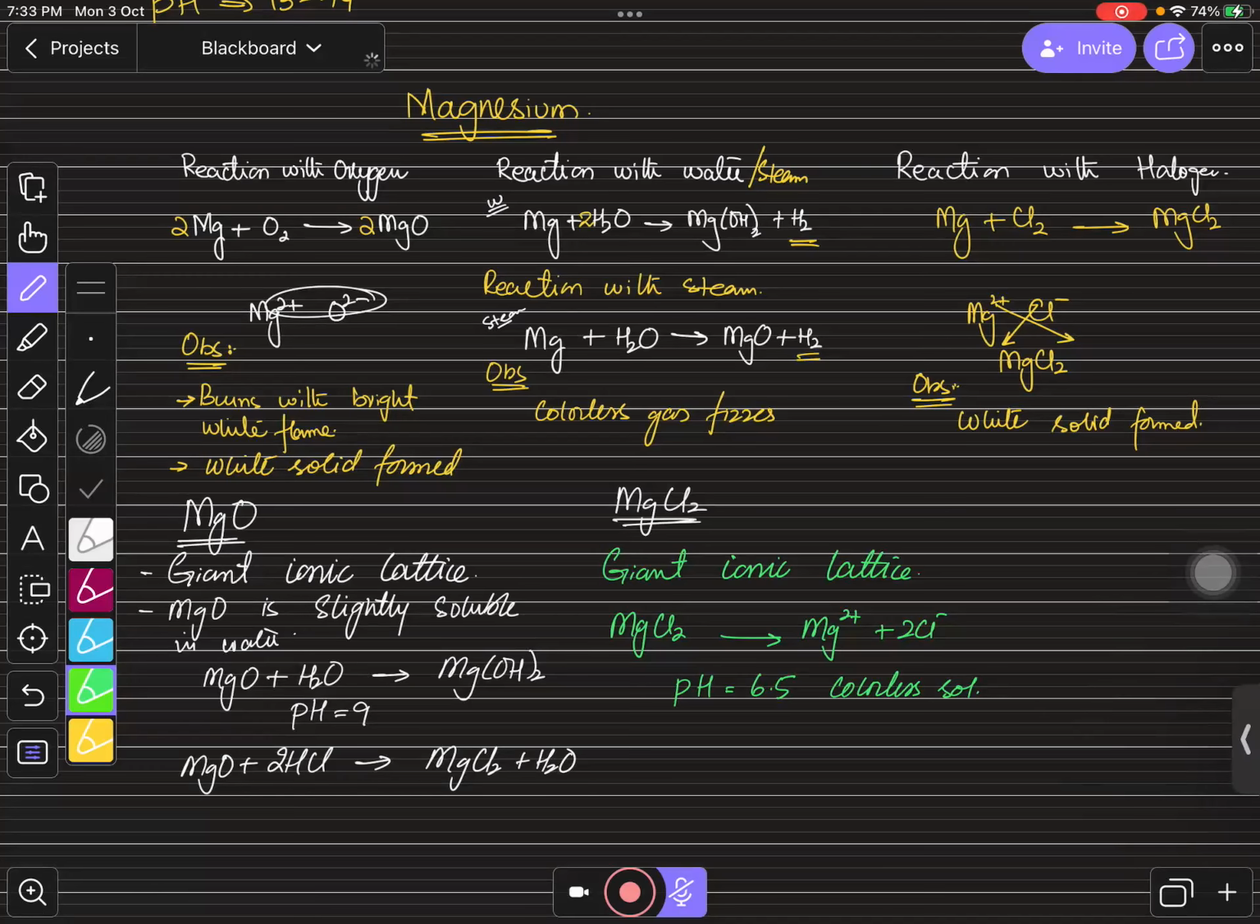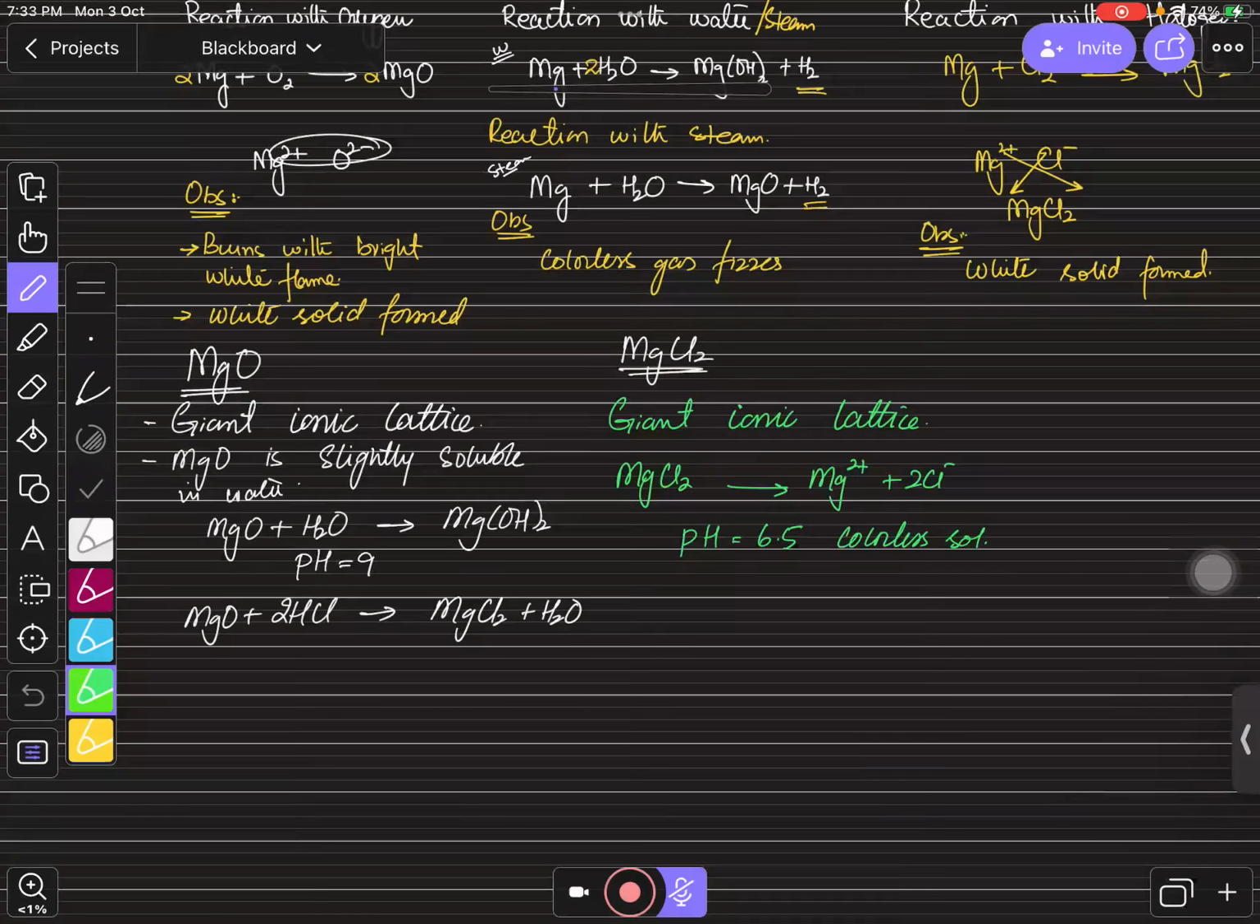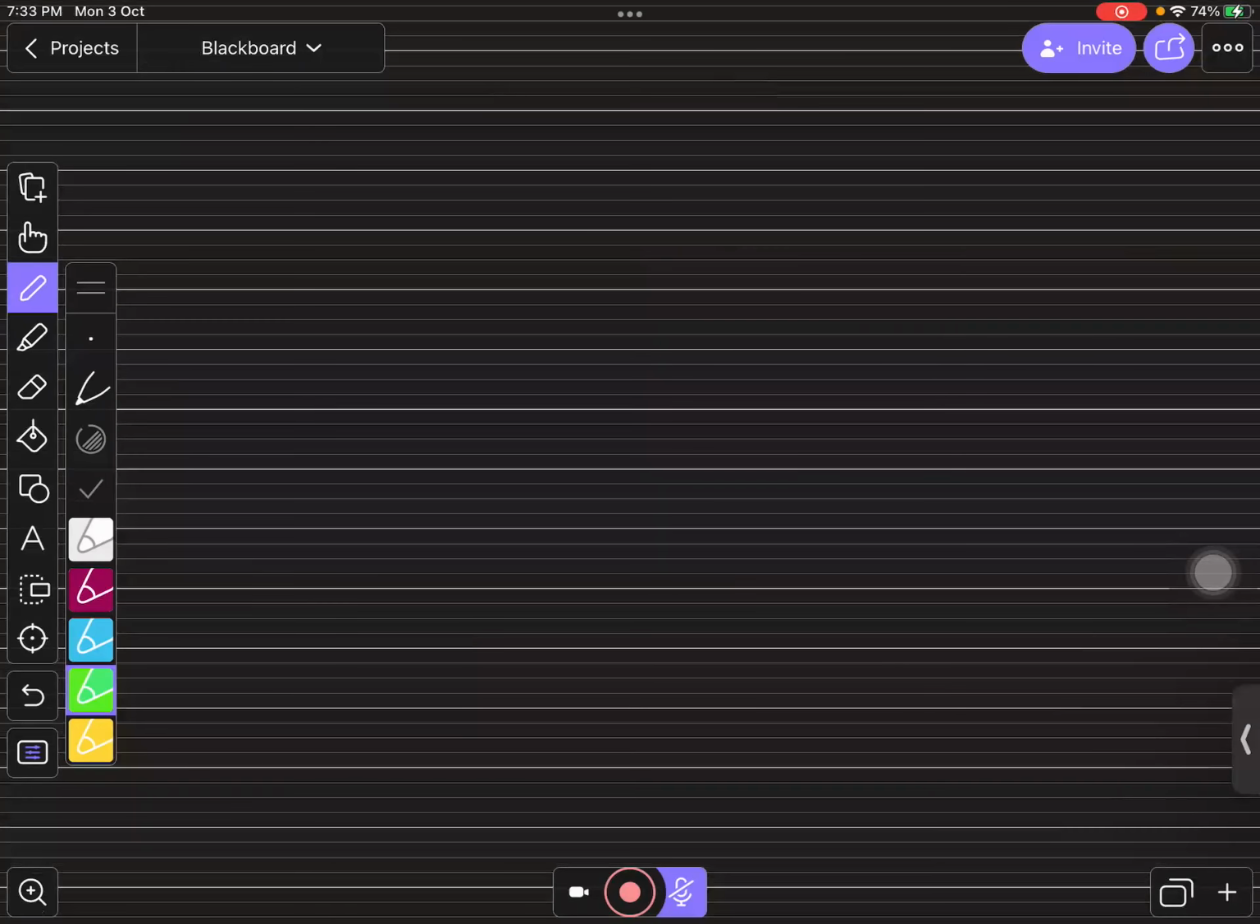Okay, now let's talk about aluminium, which is more important over here. Let's talk about aluminium over here. Right, so this is the third element over here in the third period of the periodic table, aluminum. Yeah, aluminum, right?